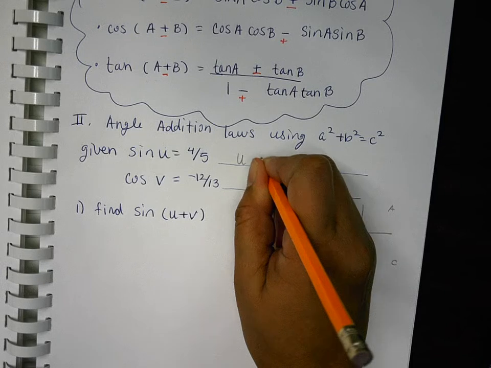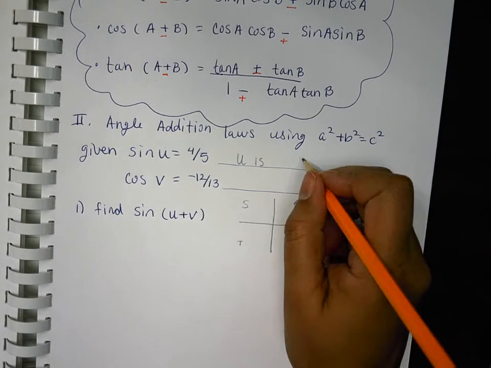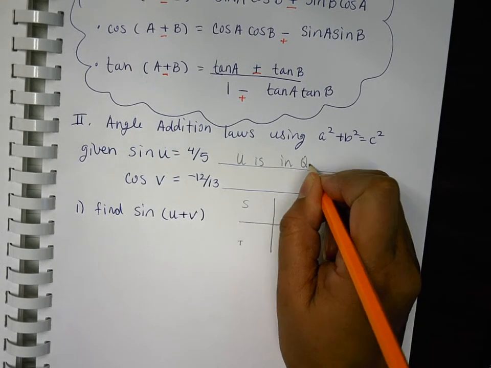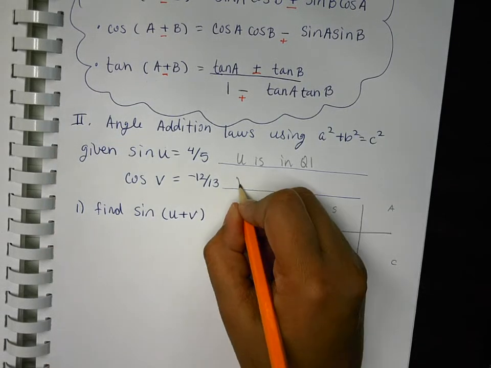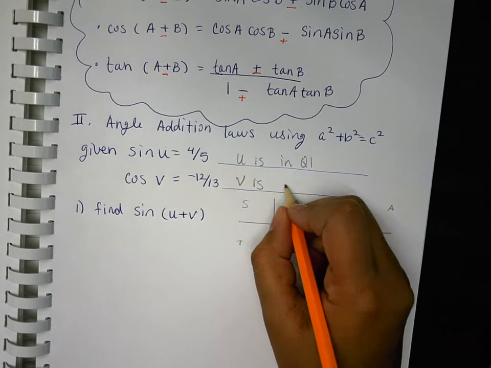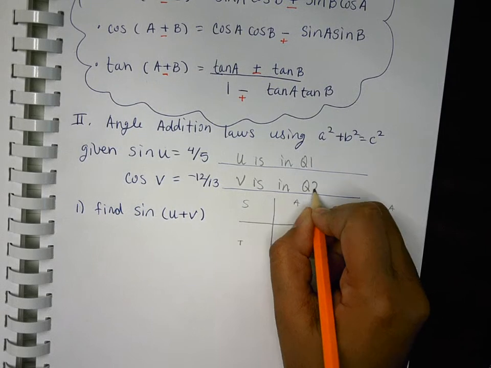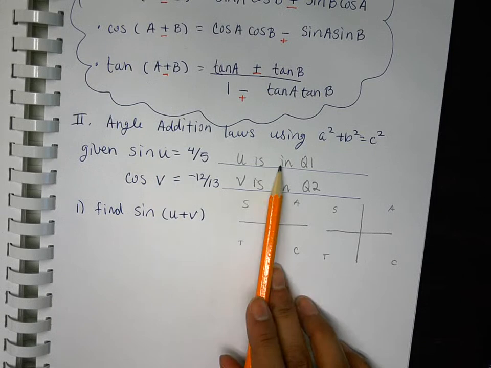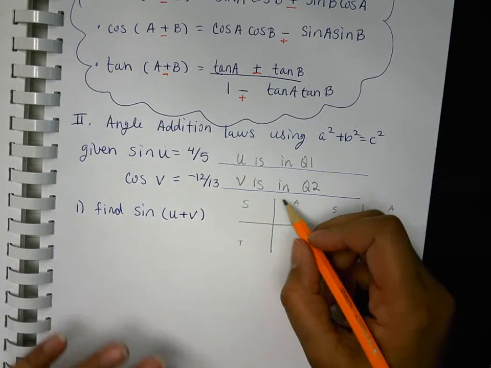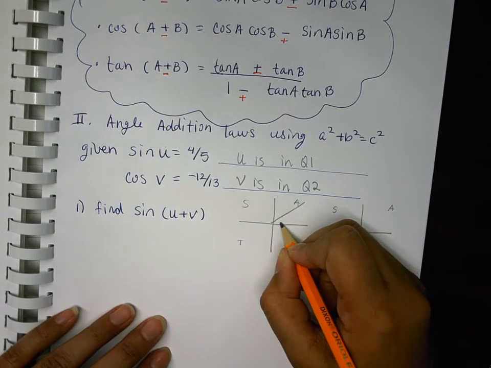U, I'm just going to flat out give it to you. U is in Q1. What does Q1 stand for? Quadrant 1. And V is in Q2. All right, so I'm going to draw U first. Sine of U is 4/5, and U is in quadrant 1. So I'm going to draw it like this. This is U.